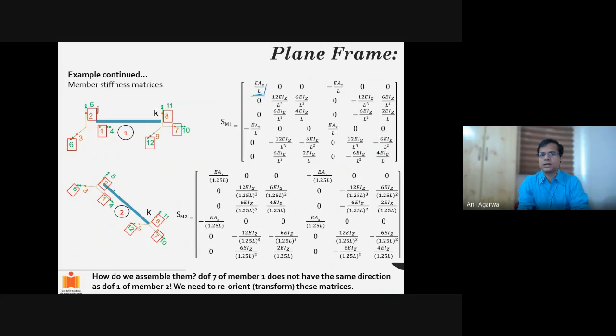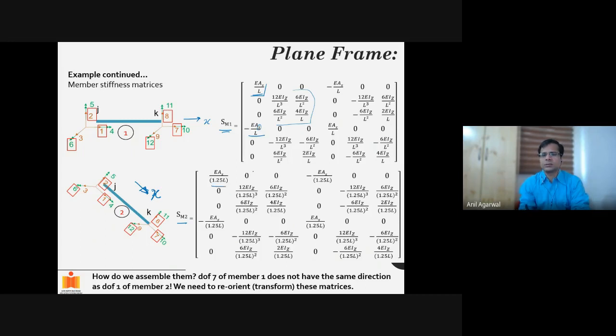This is the axial term, EA by L, minus EA by L. I'm calling it AX, that is in the X direction. It does not have to be mentioned explicitly. 12 EI by L cube, 6 EI by L square. All these terms you are familiar with. So we develop the stiffness matrix for SM1, that is first member. But this is in this coordinate system, this is X. However, for member 2, the stiffness matrix will be developed in such a way so that the X direction is this one. And this will be the stiffness matrix.